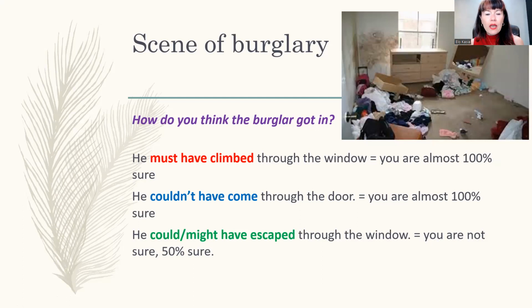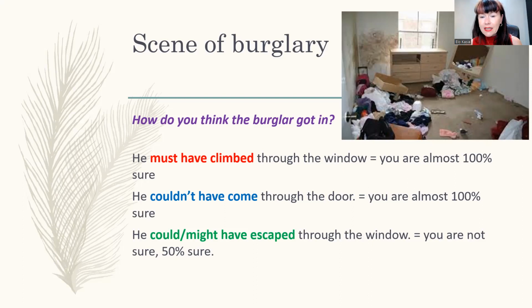So he must have climbed through the window, because you can't see any signs of breaking in through the door. So he must have climbed through the window. You are almost 100% sure. He couldn't have come through the door. You are almost 100% sure that this is not the case, because maybe there is no sign of breaking in on the door. It's impossible that he has come through the door. Okay, he might have escaped through the window, but you're not sure.